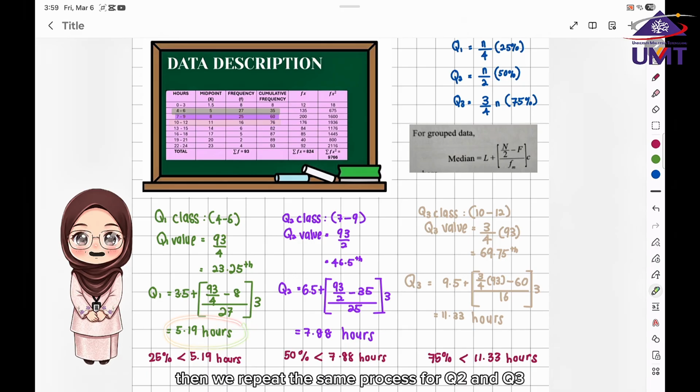Then we repeat the same process for Q2 and Q3, which represent 50% and 75% of the data. By using the formula n over 2 and 3n over 4 to find their positions and then applying the same quartile formula, Q2 and Q3 equal 7.88 and 11.33 hours.